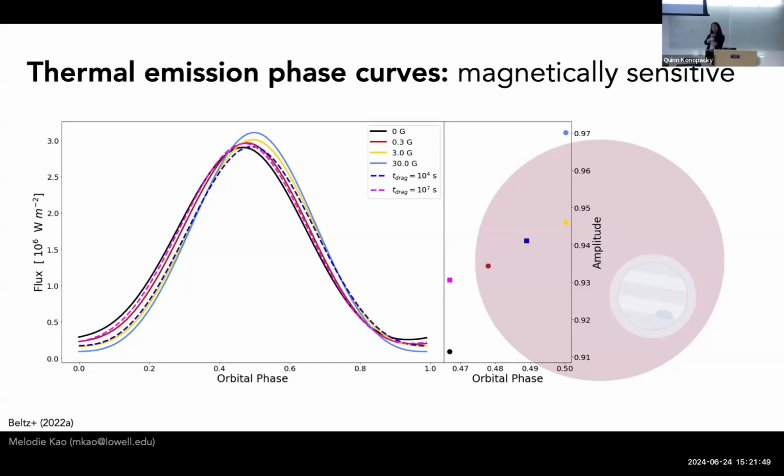very closely align with when it's facing you for a strongly magnetized planet. And if it's more weakly magnetized, then you get more wind flow. So that peak in the phase curve can offset from the center by a little bit.